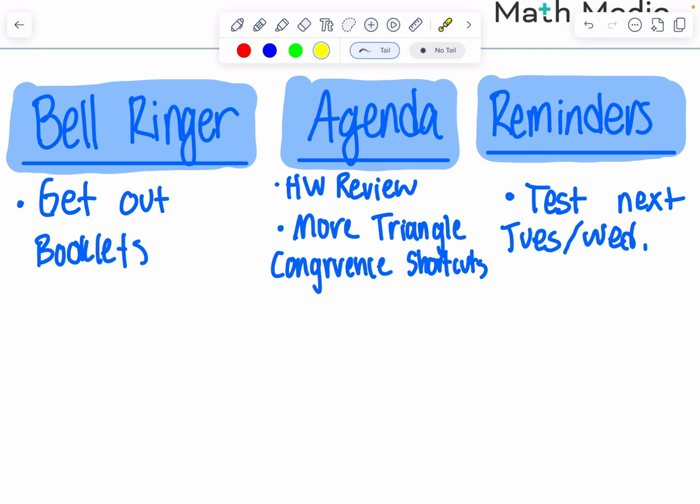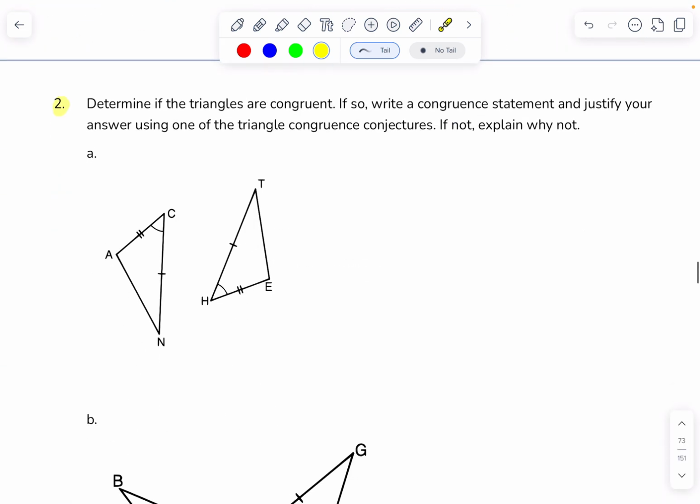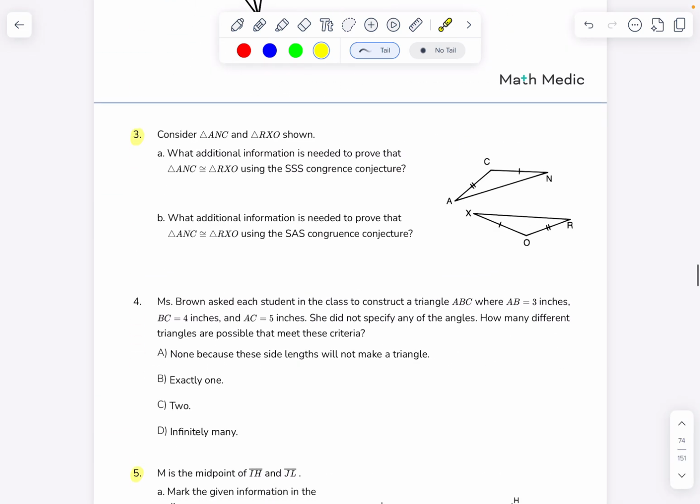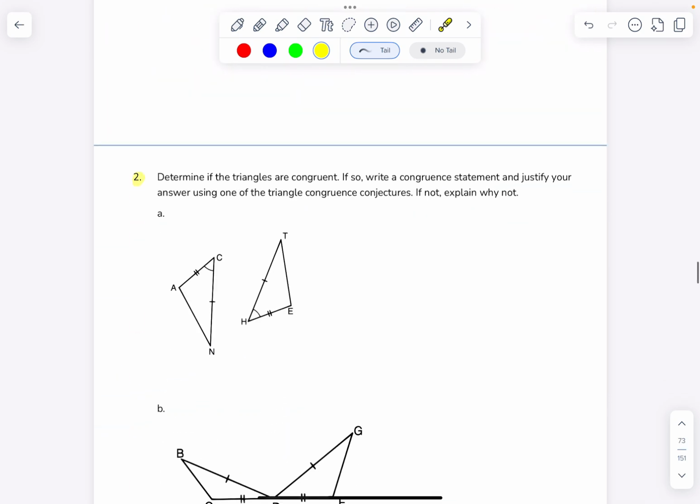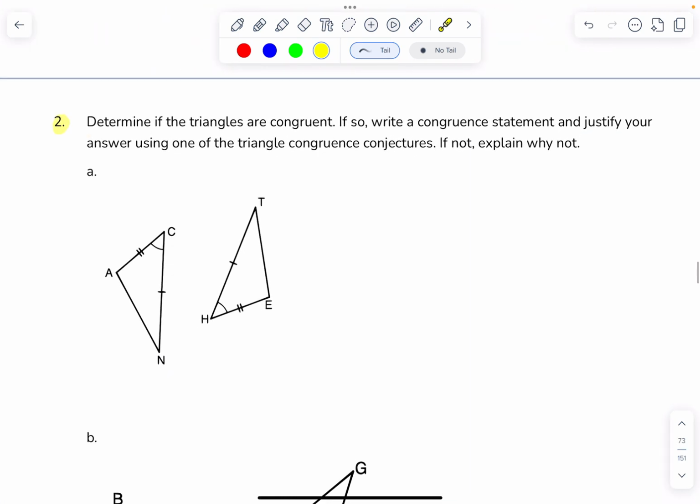All right, now that you've done that, we're going to walk through the homework first. You had 4 problems, starting with number 2. Then you had number 3, number 5, and number 6. So, starting with number 2. What you were tasked to do in these problems is to figure out if the triangles are congruent. If they were, write a congruent statement and tell me why. If they're not congruent, then also just tell me why not.